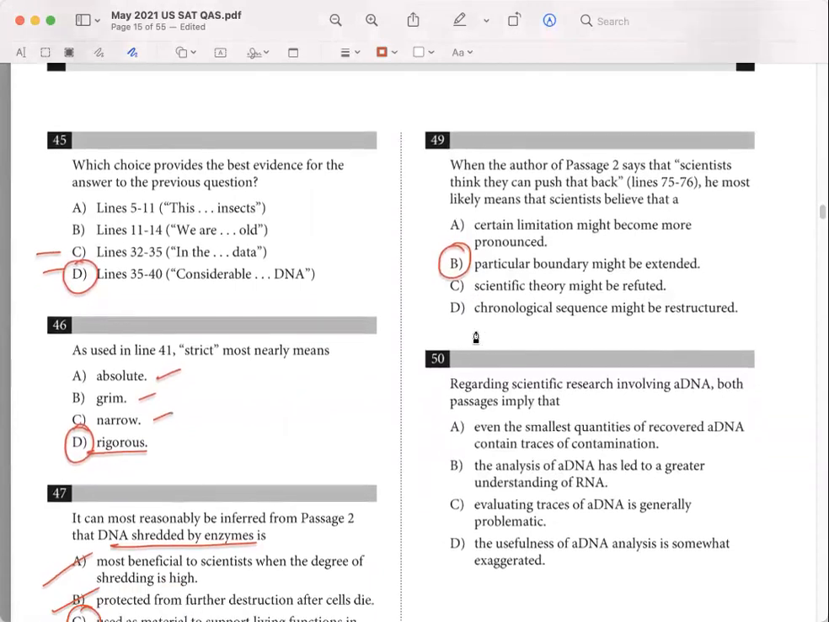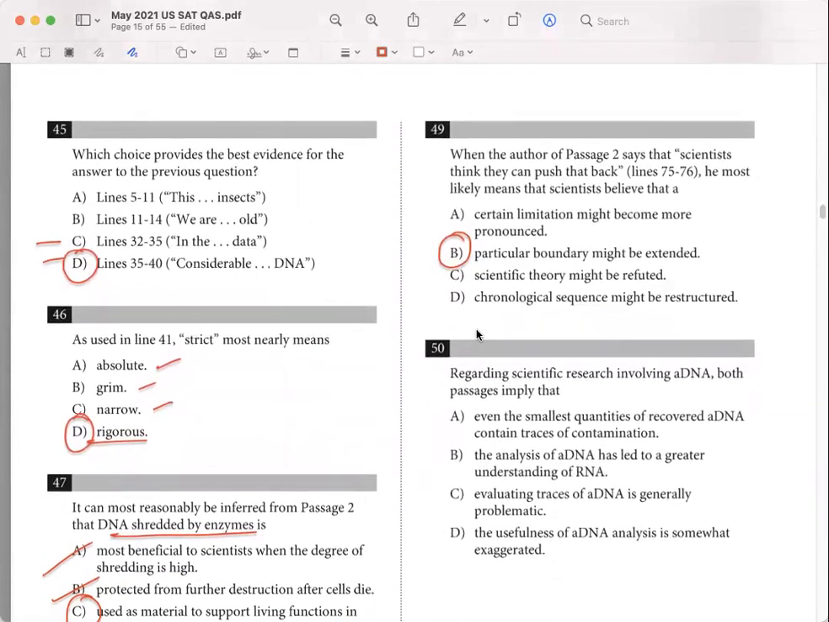Regarding scientific research involving eDNA, both passages imply that even the smallest quantities of recovered eDNA contain traces of contamination. The analysis of eDNA has led to a greater understanding of RNA. I don't think the first passage talks about RNA. Evaluating traces of eDNA is generally problematic. Yes, this is something they both agree with.